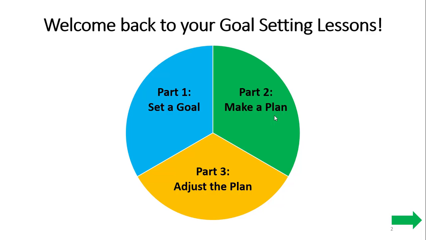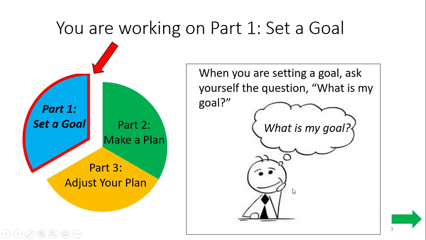Okay, so welcome back to your goal setting lessons. Remember, part 1 is set a goal, part 2 is make a plan, and part 3 is adjust the plan. Erin, get ready, read the parts with me. Part 1, set a goal. Part 2, make a plan. Part 3, adjust the plan. Great job. Right now you are working on part 1, set a goal.